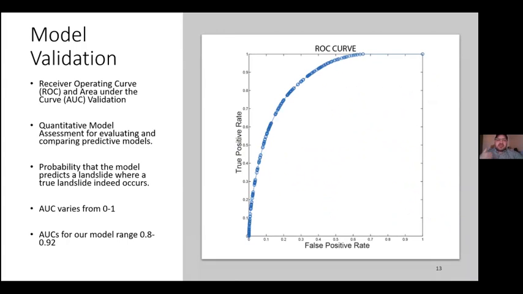And we validated all of our models using a standard AUC ROC validation method. It's essentially a quantitative model for assessing validation and comparing predictive models. This ranges from 0 to 1, and what it tells us is the probability where a model predicts a landslide where a true landslide indeed occurred. And our ranges for AUCs were around 0.8 to 0.92. The good or acceptable range is usually from 0.7 to 1. So all of our models did fall in decently validated territory, or good validated territory.